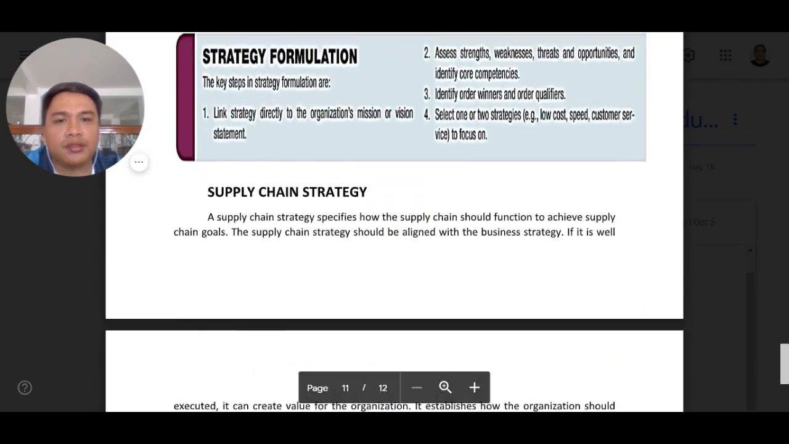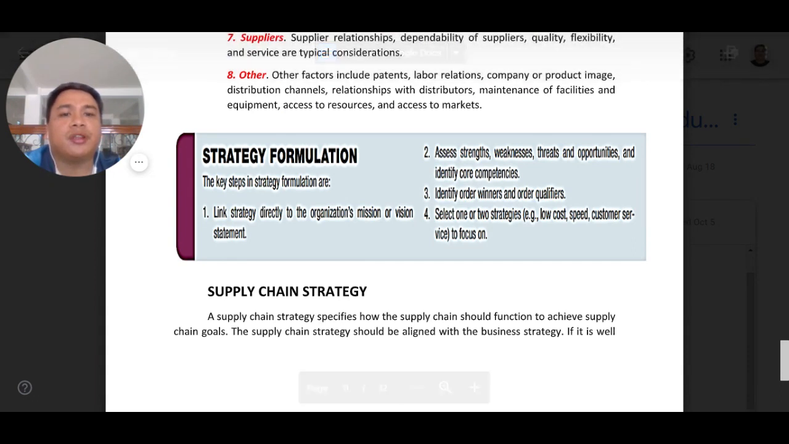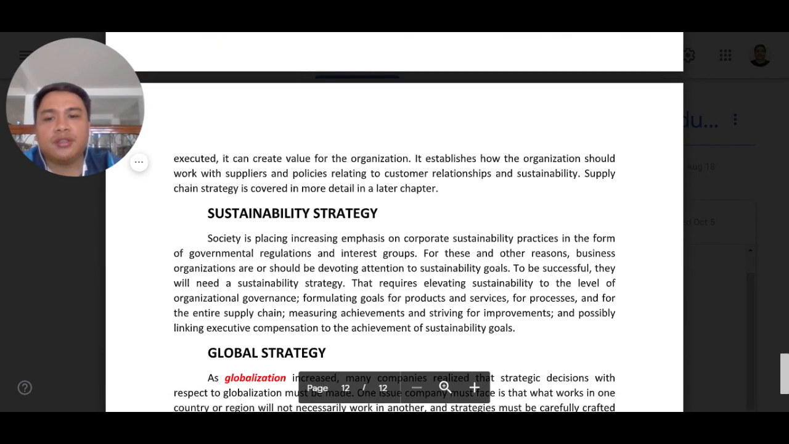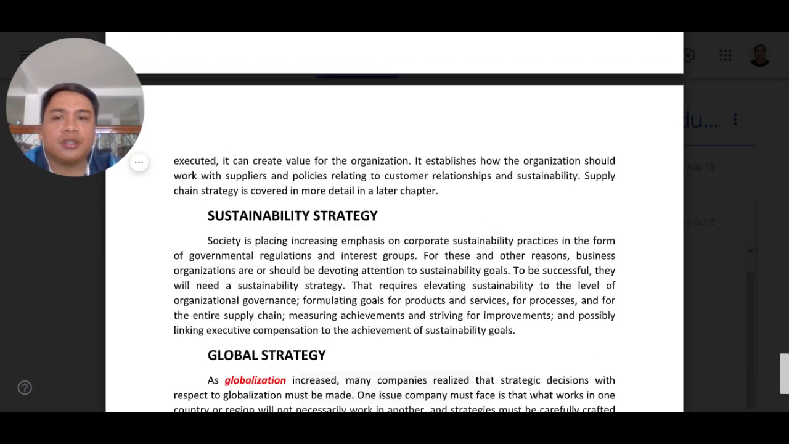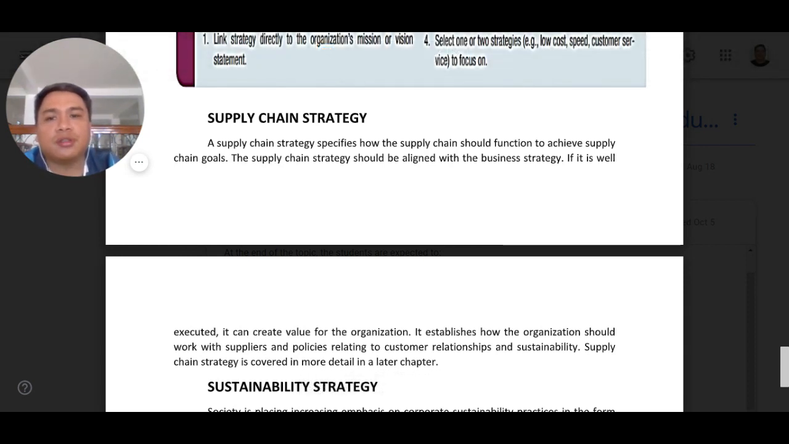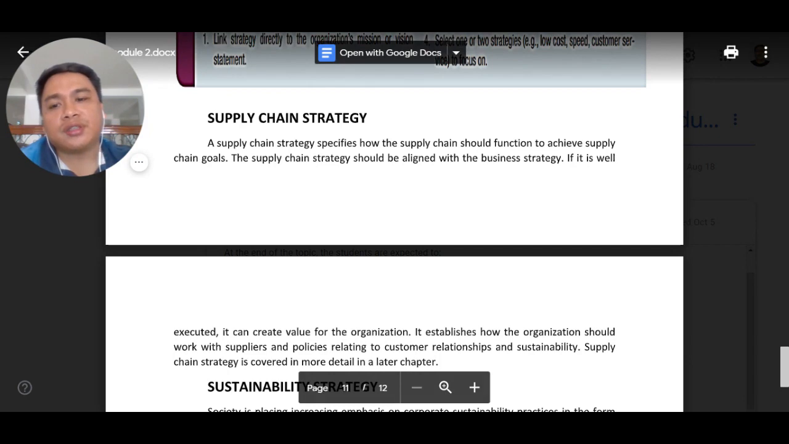The next is to identify order winners and order qualifiers. What's your standard of producing a product? Then select one or two strategies: low cost, speed, or customer service, the focus. Then we go to supply chain strategy. Under supply chain strategy, sustainability strategy, and global strategy, we have basically discussed this in week 3. A supply chain strategy specifies how the supply chain should function to achieve supply chain goals.